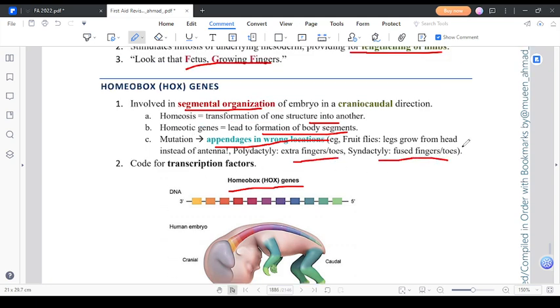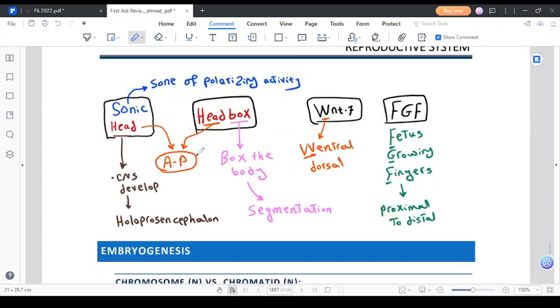So if anybody is asking you about polydactyly and syndactyly and the gene involvement for that, you must go for the homeobox or the Hox genes. They code for transcription factors. Okay, then we have this one.